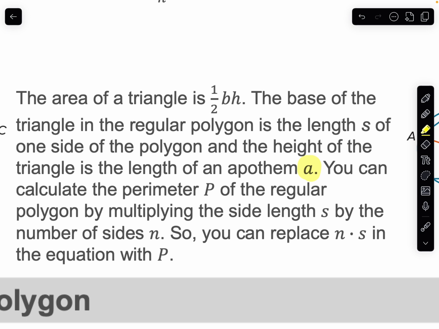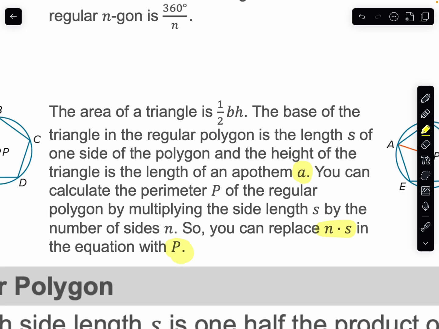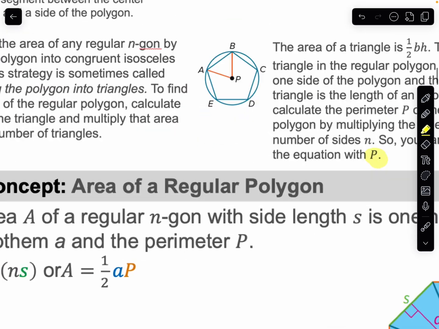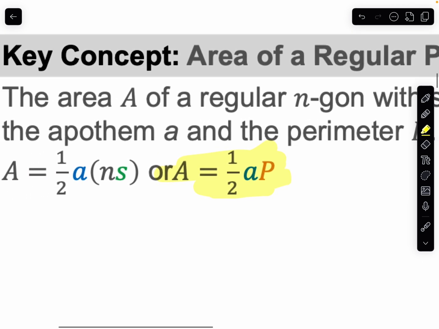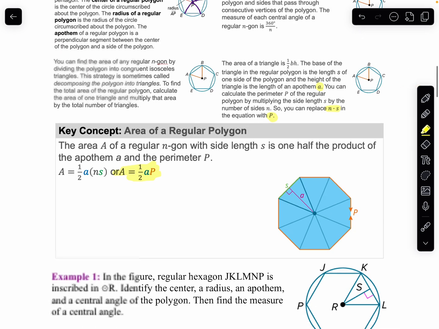What I'm going to do here is I'm going to multiply by the number of triangles. Well, if I take n times s, I get the perimeter. That's why you'll normally see the formula for a regular polygon is written as 1/2 AP. 1/2 times the apothem times the perimeter. Because what happens, I took 1/2 times base times height, but then I multiply it by the number of sides. That's where we get that from.